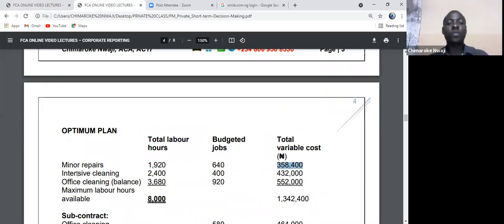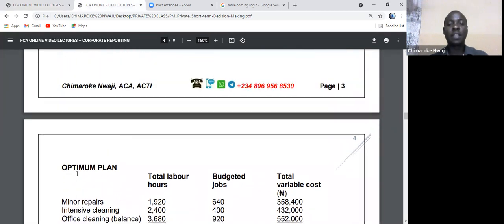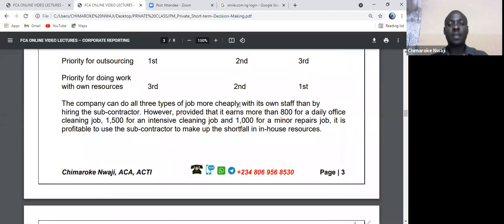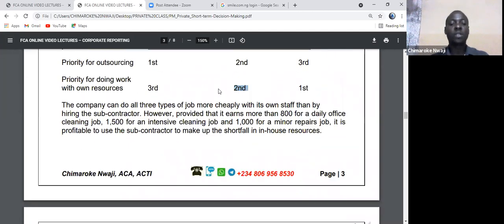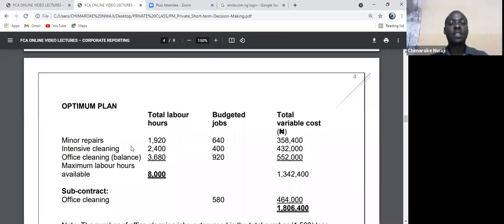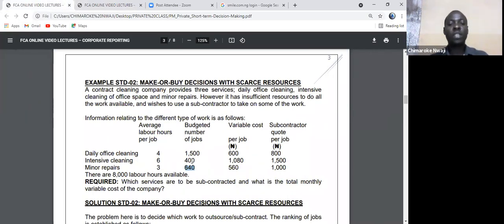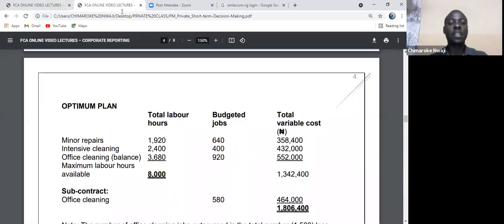You go to the second one in your plan. What is that? It's intensive cleaning. So intensive cleaning is the second one. So what's the intensive cleaning? You need to do 6 hours per job, and there are 400 jobs. So 6 times 400 gives you 2,400 hours. That is this 2,400 hours.